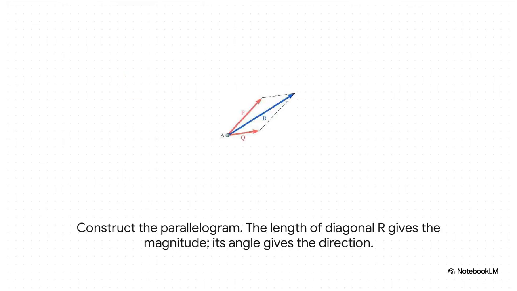Now here's the really cool part. If you were to draw this out carefully on graph paper, using a ruler to make the 100 newton line proportionally longer than the 80 newton line, and a protractor to get the angles just right, you could build your parallelogram. And then you could literally just take your ruler, measure the length of that diagonal R, and use your protractor to find its angle. That gives you the answer. It's a graphical solution that works before you even touch a calculator.